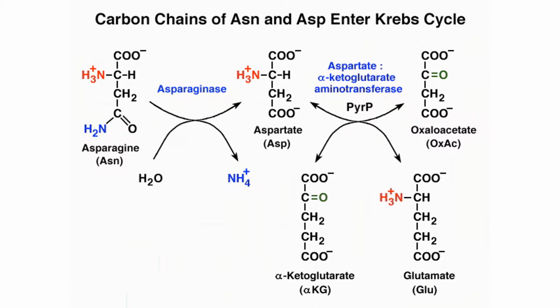In this slide, we see that the carbon chains of asparagine and aspartate can enter the citric acid cycle by the formation of oxaloacetate. Asparagine can be converted to aspartate in a reaction catalyzed by asparaginase. The amide group of asparagine is removed as an ammonium ion, as we see here. That ammonium ion can enter the urea cycle or be converted to an organic nitrogen by glutamate dehydrogenase.